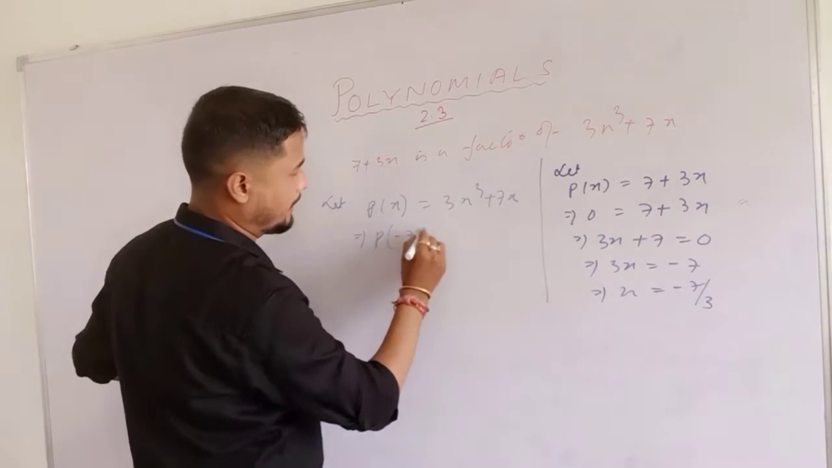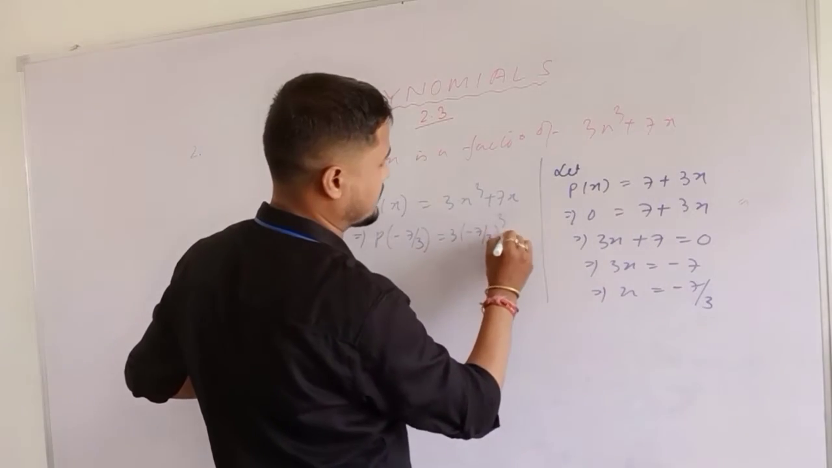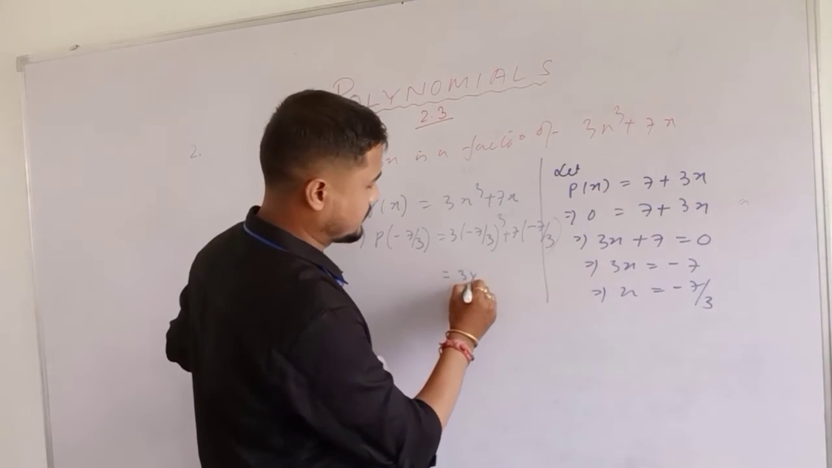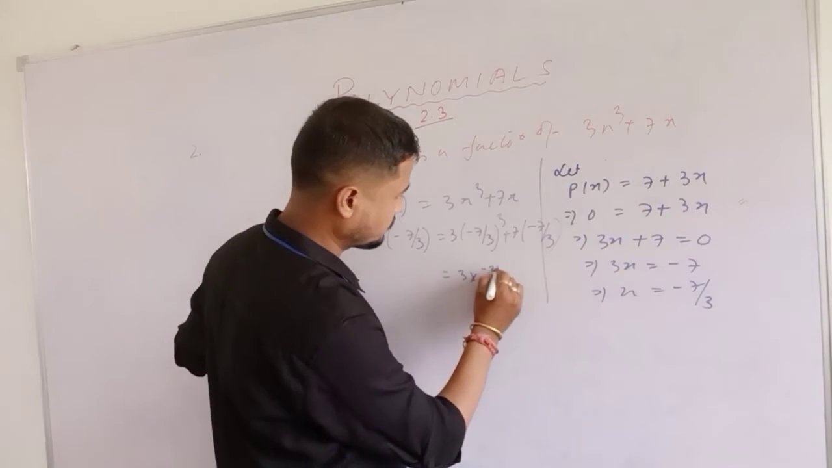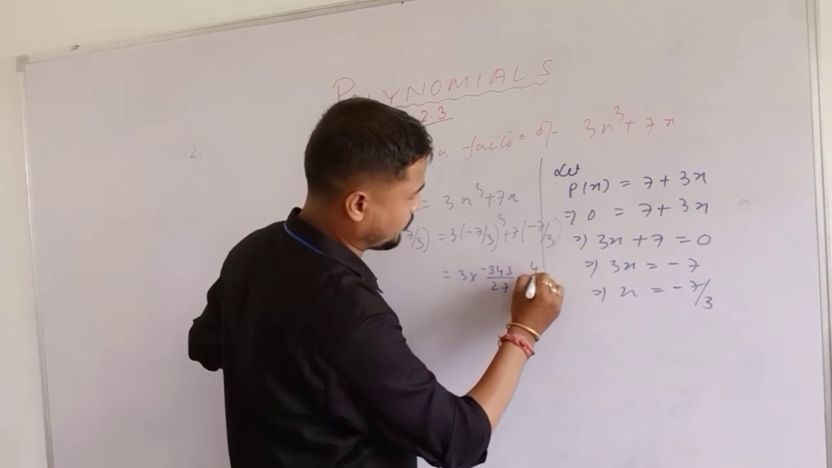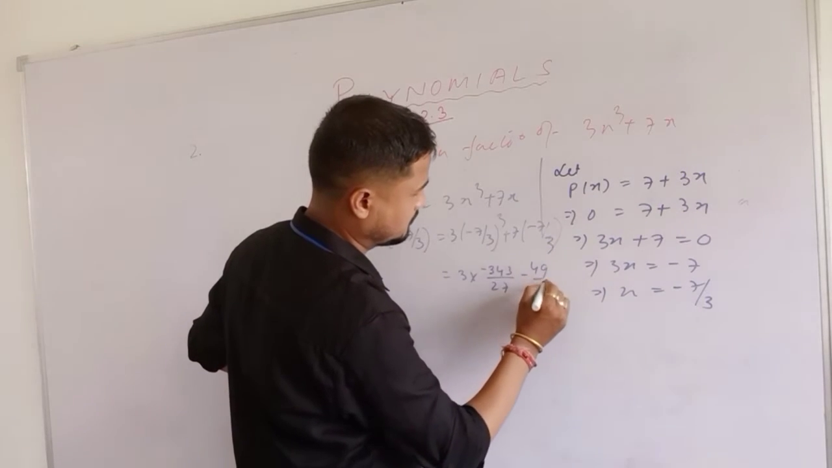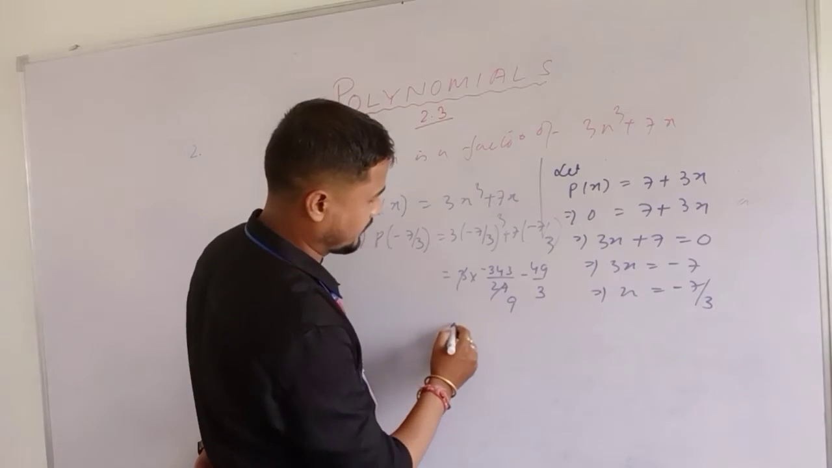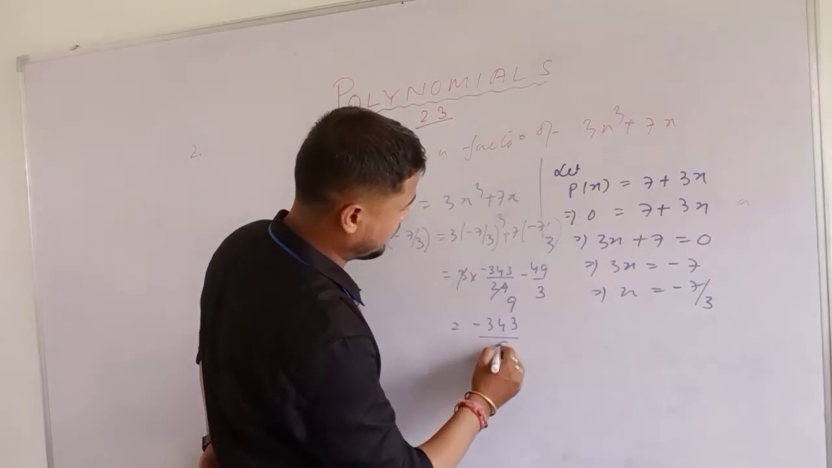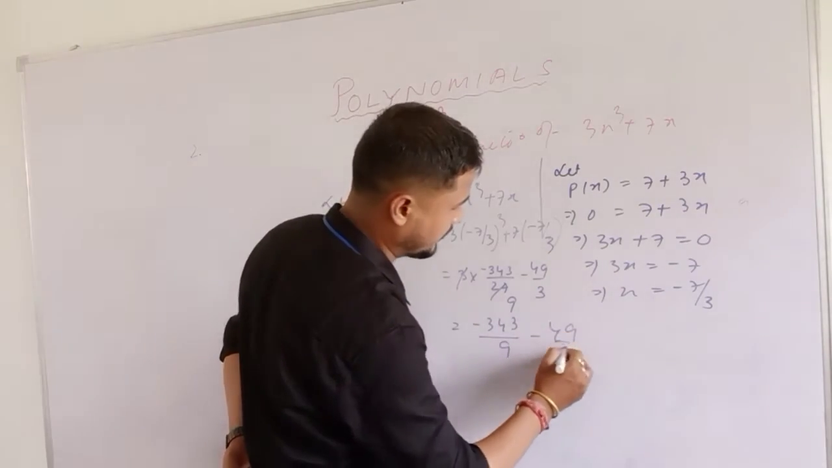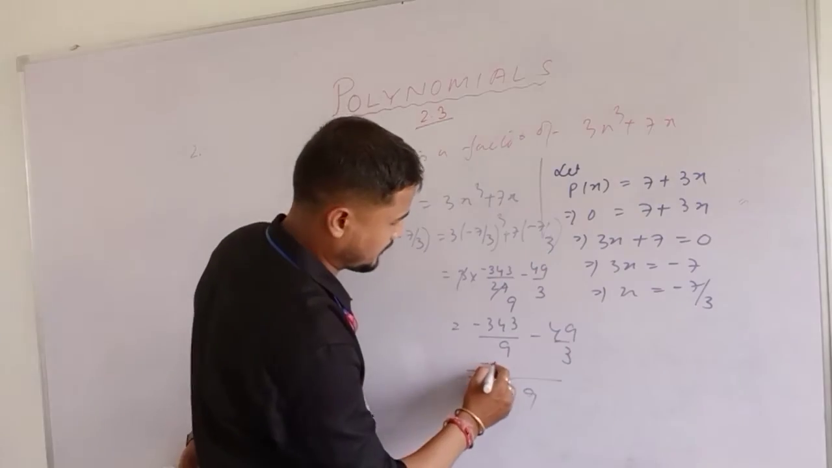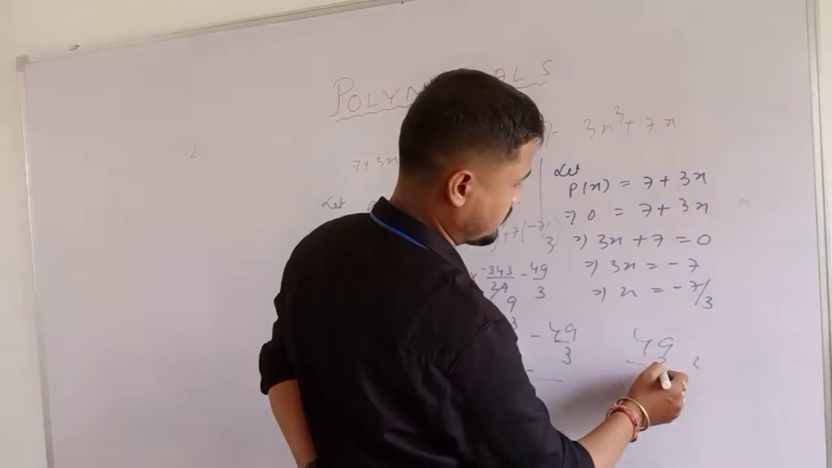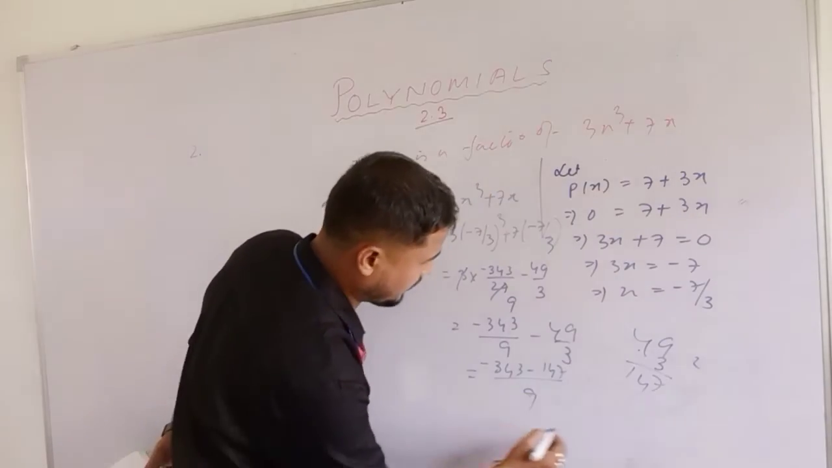Put x as minus 7 by 3: 3 into minus 7 by 3, whole cube, plus 7 into minus 7 by 3. This implies 3 into 7 cube, 343, over 3 cube, 27, minus 49 by 3. That is 343 by 9 minus 49 by 3. 9 is the LCM, so 343 minus 49 into 3, which is 147.